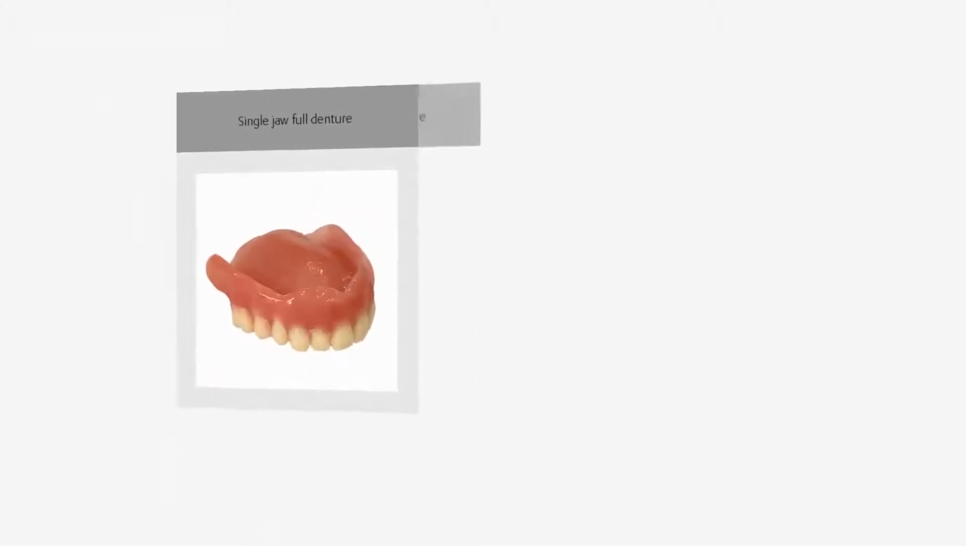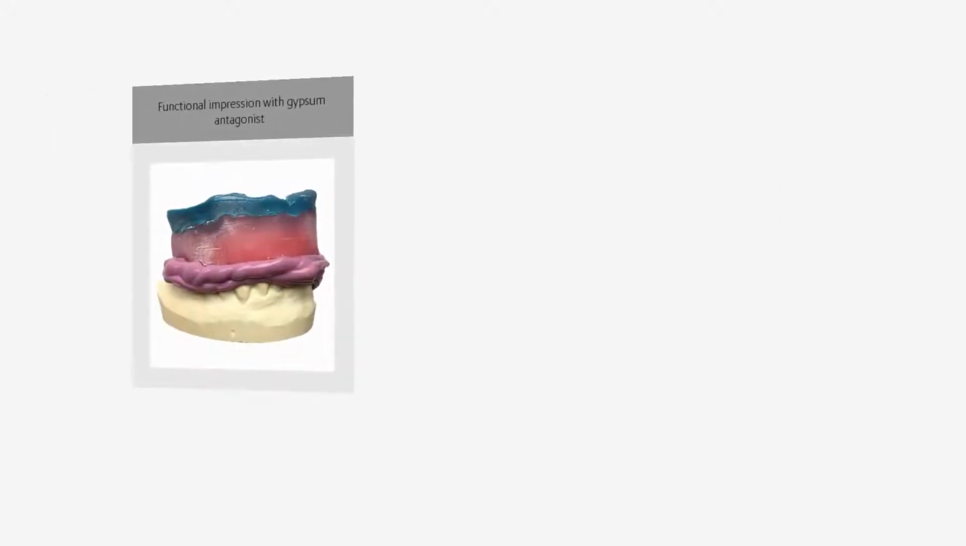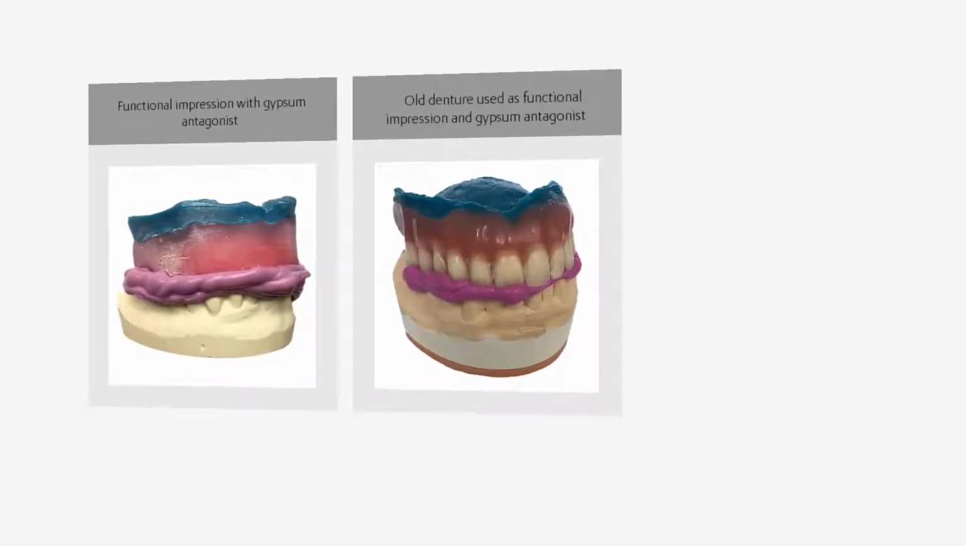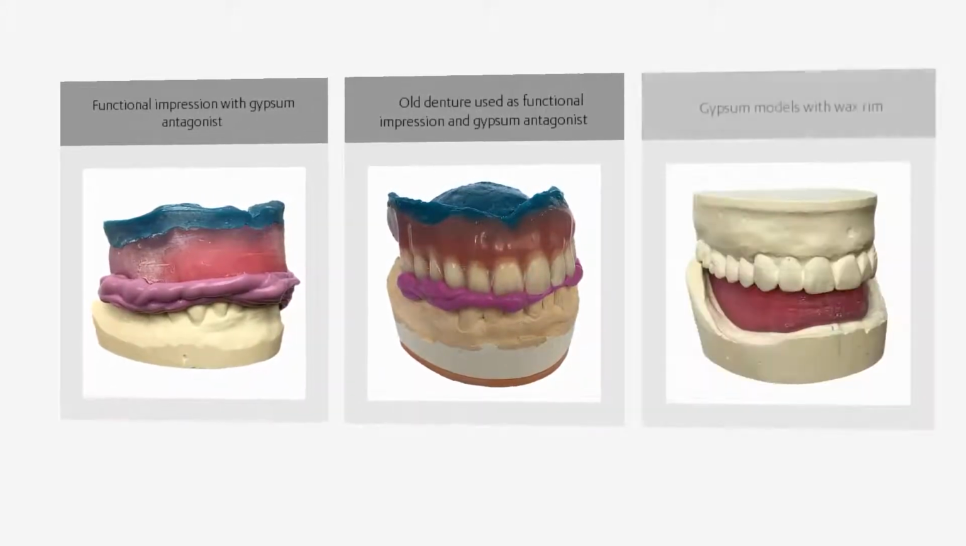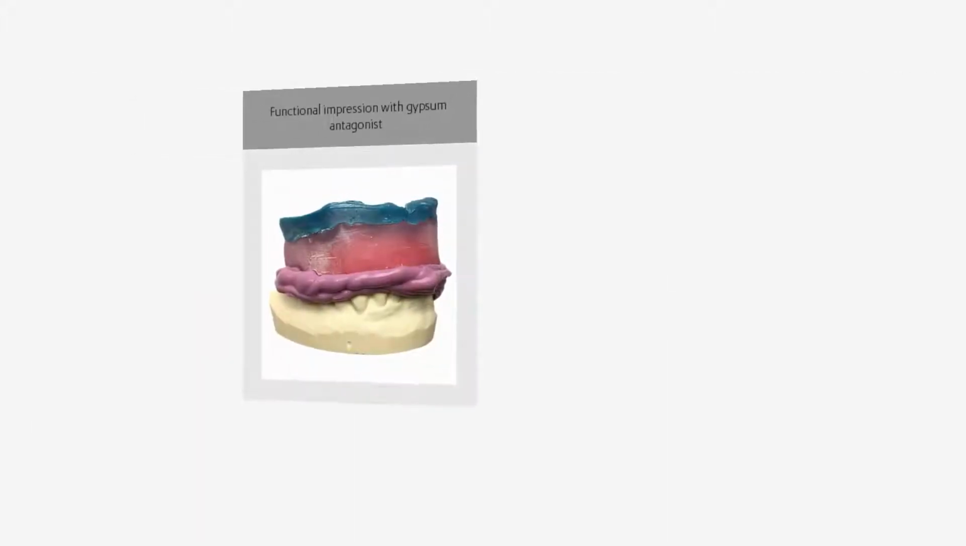This video will show you the scanning procedure for a single, full denture workflow. As an input for the dental system, you can use a functional impression with gypsum antagonist, the old denture requiring reline to be used as a functional impression tray and the gypsum antagonist, a set of gypsum models with the wax rim. There are two scanning scenarios covering this variety of input.